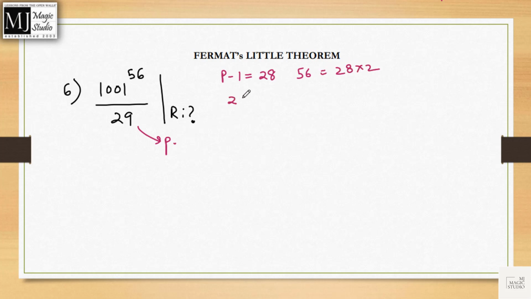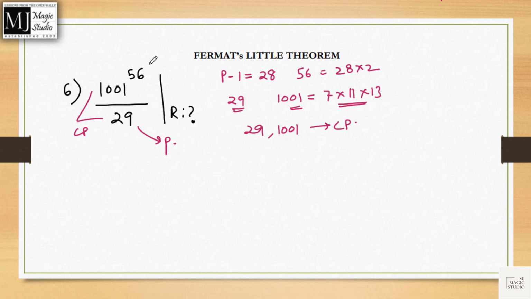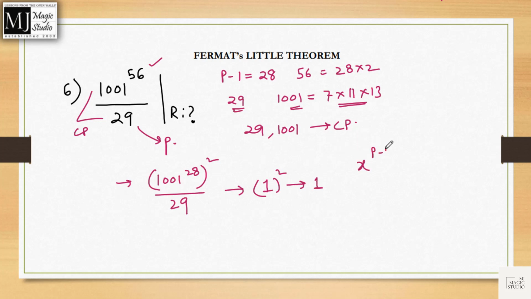Done. Now 29 is a prime number. 1001 is actually 7 into 11 into 13. So no matching between 29 and 1001. That means 29 and 1001 both are co-primes. So co-prime check. Now power should be 28, but it is 28 whole square. That is fine. So we can write this as 1001 to the power 28 whole to the power 2 is divided by 29. This will obviously leave remainder 1, 1 square. That is 1 again. That means x to the power p minus 1 whole to the power n divided by p will also leave remainder 1.